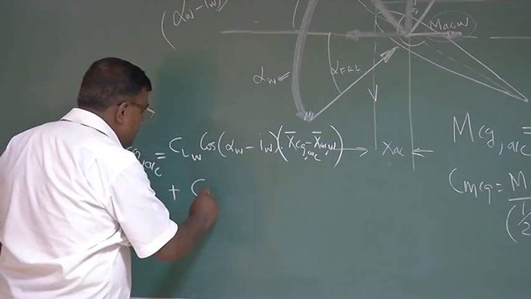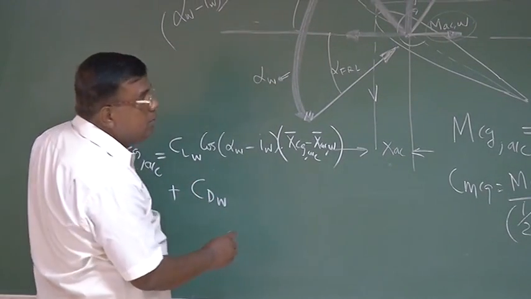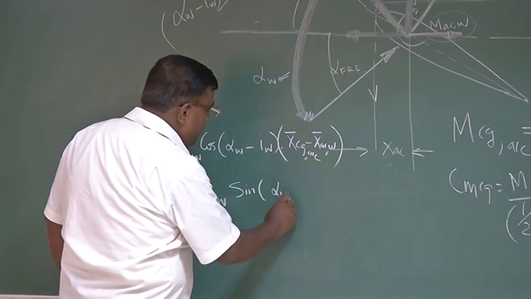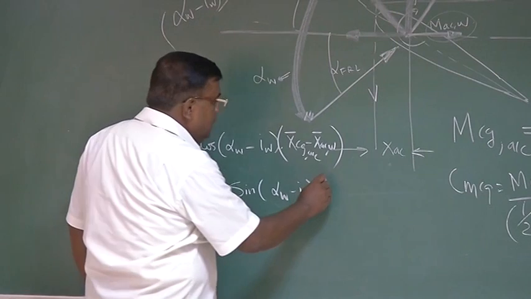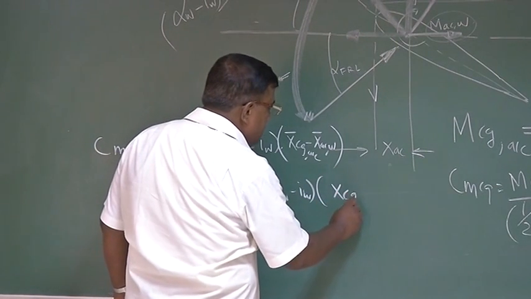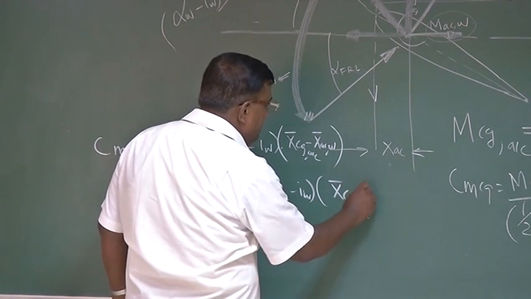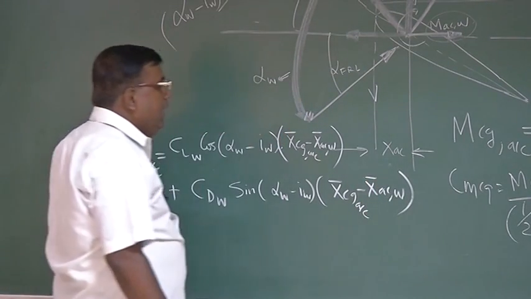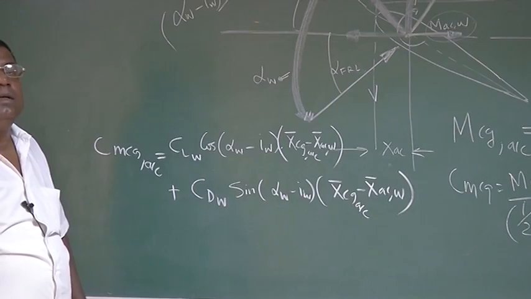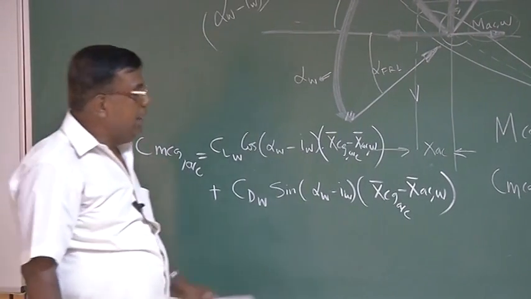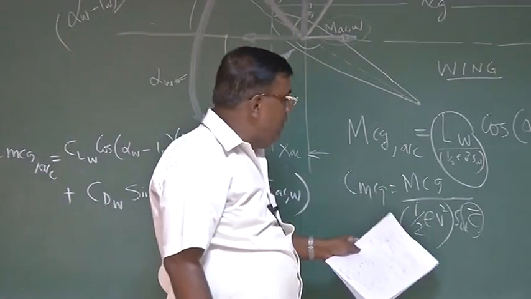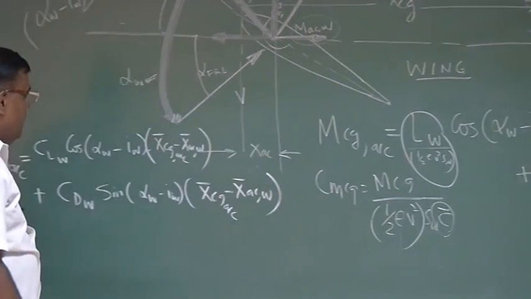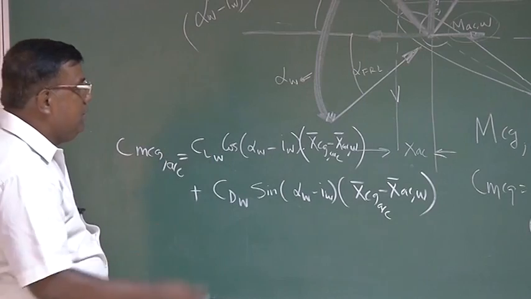CDW into sine of alpha W minus IW into X CG aircraft bar minus XAC wing bar. Bar means XAC distance divided by mean aerodynamic chord C bar. That happens because I was dividing MCG by half rho V square SW C bar. That is, I'm taking that to the last expression.